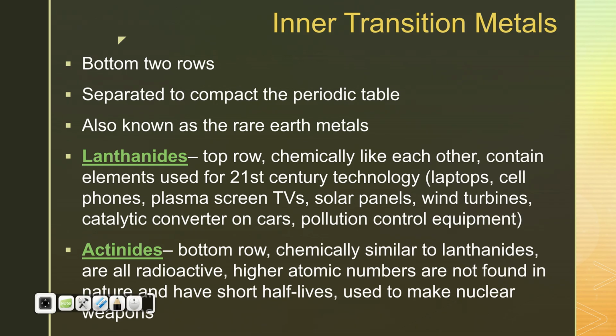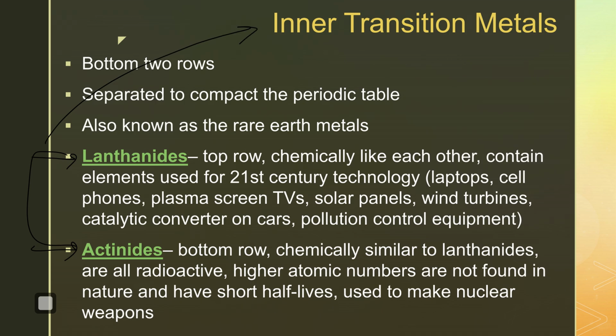These are labeled as well. We give them special names by periods. So you have lanthanides and you have actinides. And again, almost every periodic table has that labeled to the left of them. Okay? But together, they are inner transition metals.